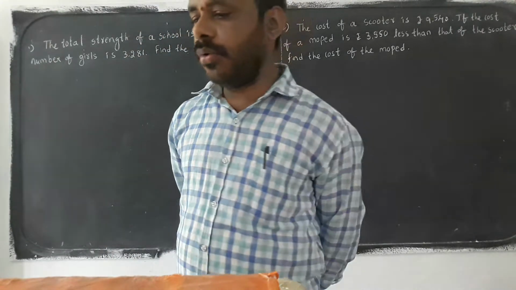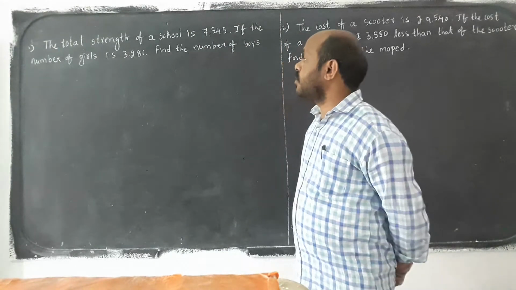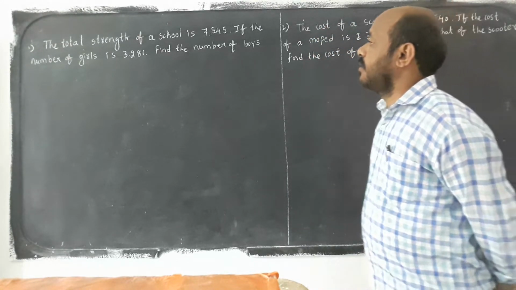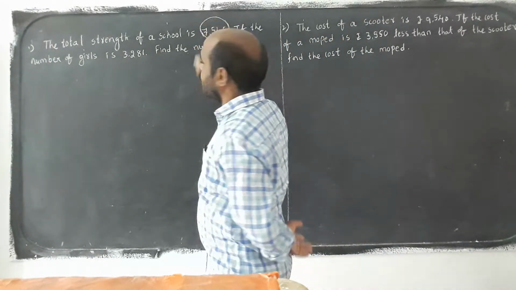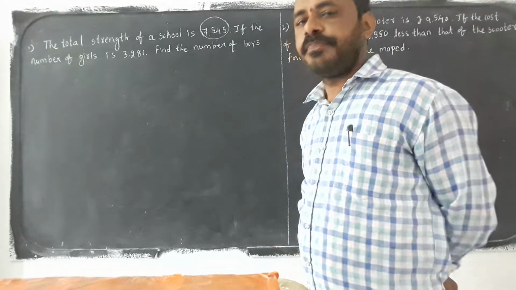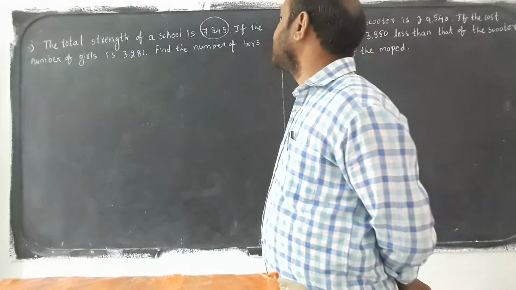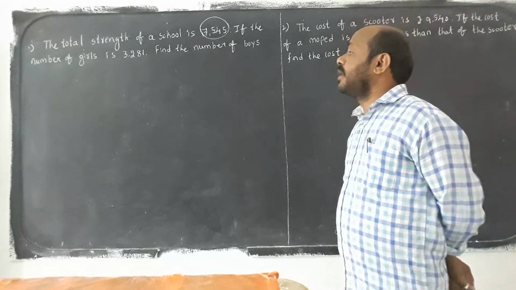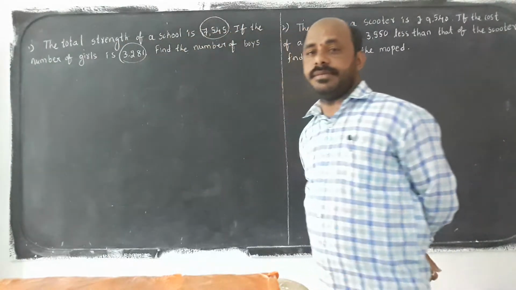Then we go through the word problem. I am repeating: the total strength of a school is 7,545. The number of girls is 3,281. Total strength means girls and boys both are there, the school students. So 7,545 is the strength, and the number of girls in that school is 3,281.